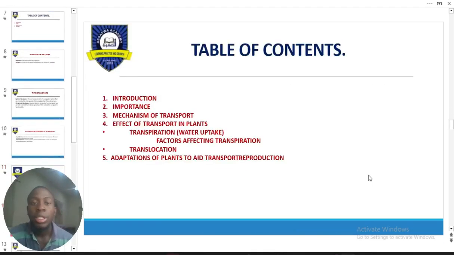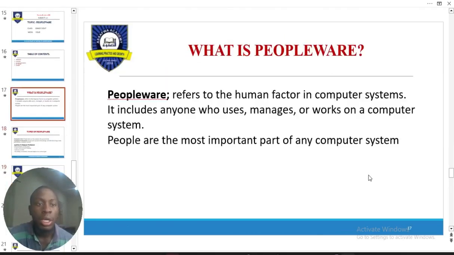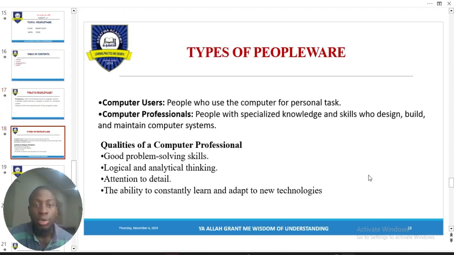Now the next topic we talked about was the people ware, right? What is the people ware? We say people are people that use the computer. For example, you and I. We say you and I are examples of people that use the computer. Now we have two categories of people that use the computer. We have regular users and computer professionals.